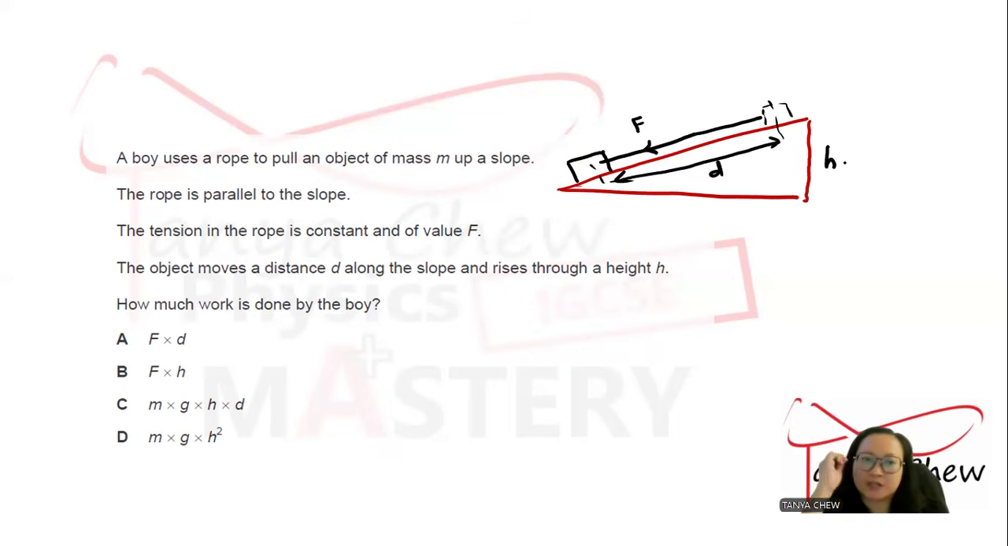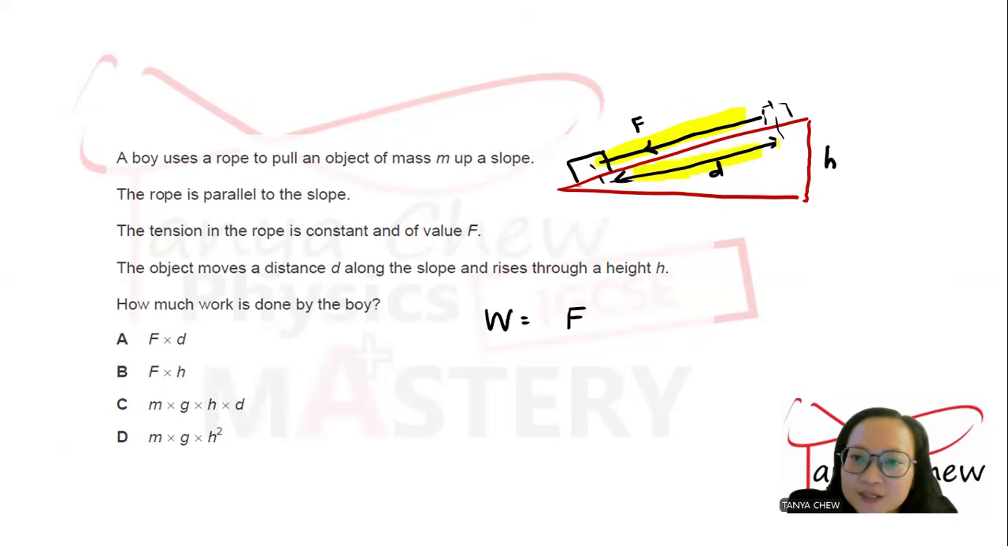You see, they're testing you on your understanding of the work done. Remember, for work done, the direction of the force and the distance must be the same. You cannot use h because h is acting vertically. So force times distance. A is the answer.